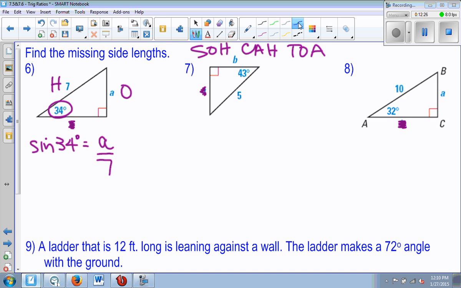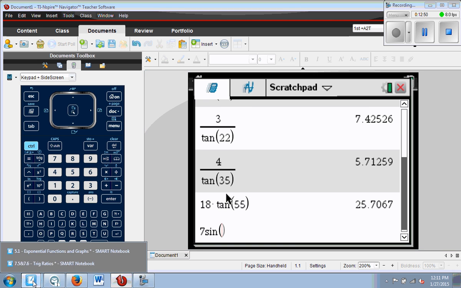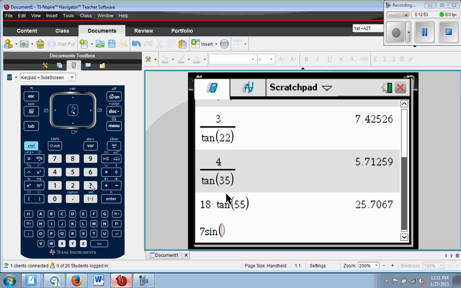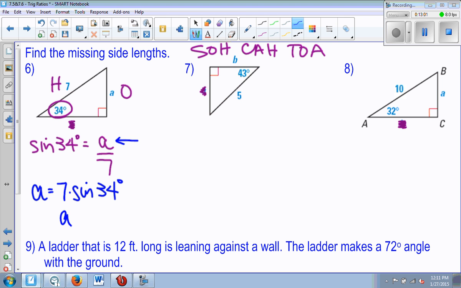Just like with tangent, depending on where your variable is, in this case the numerator, it will tell you whether you're supposed to multiply or divide. Since the A is in the numerator, we're going to multiply in order to solve for my variable. So again, going to go to the calculator. We're going to say 7, this time we used the sine ratio, and I believe it was 34 degrees. So we type in 34, and my missing side length in this picture is 3.9. So I'm going to copy that down. A is approximately 3.9.